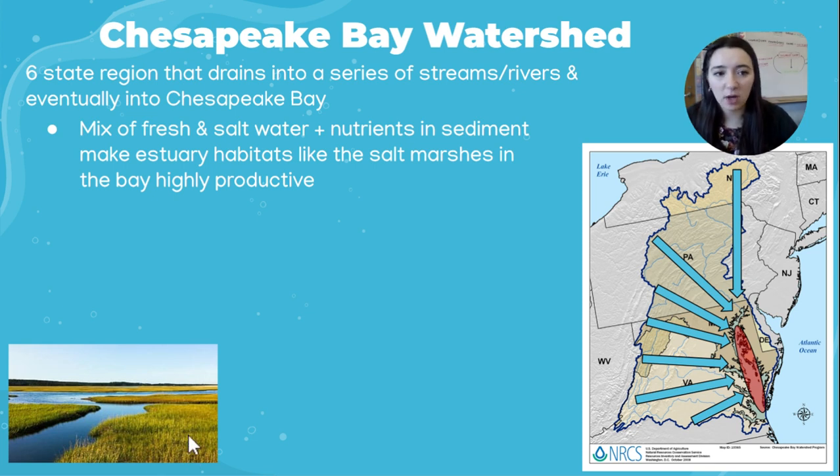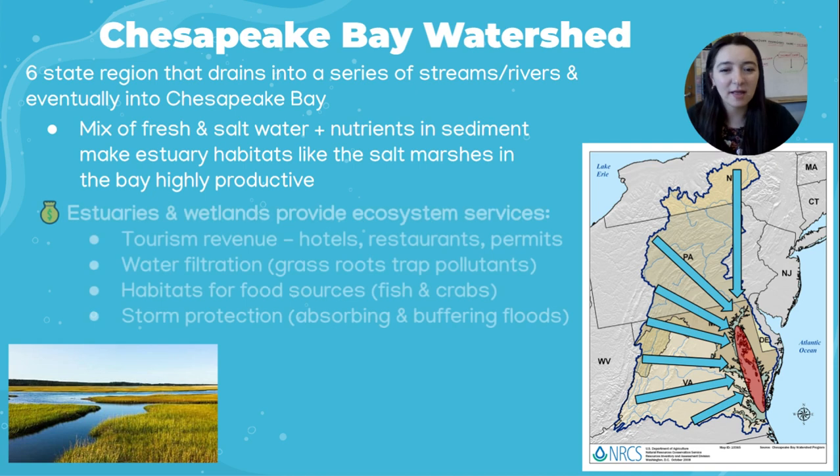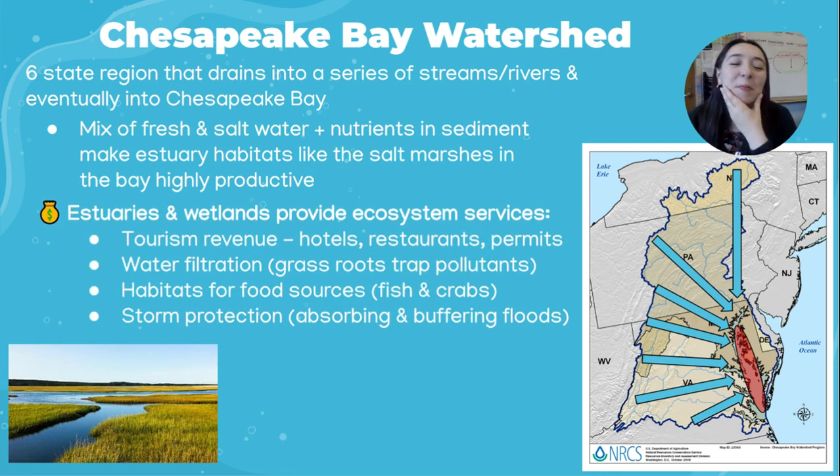So this is kind of what a lot of watersheds look like, including the Chesapeake Bay. It is a mix of plant life that is aquatic and plant life that is going to be on the land. You can tell I haven't done this in a while.